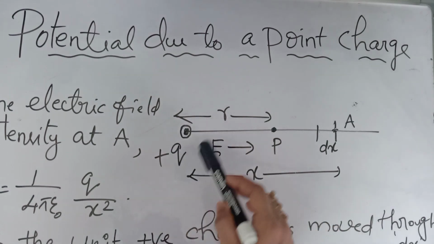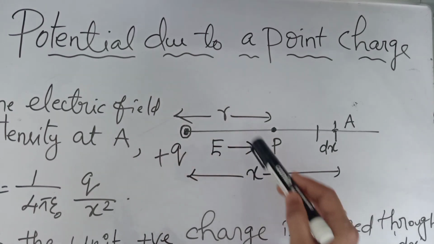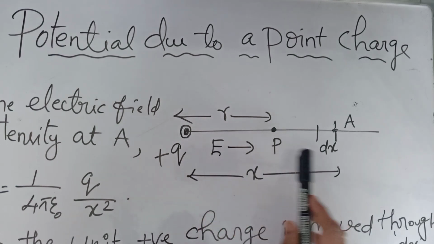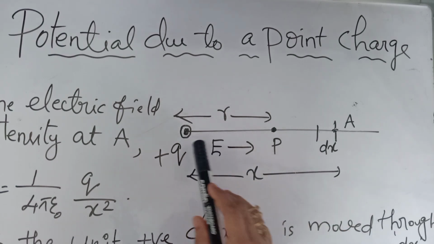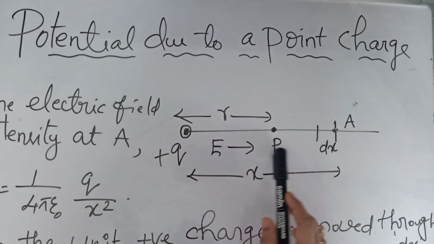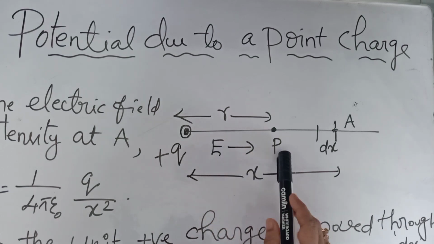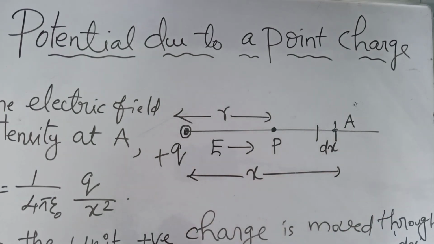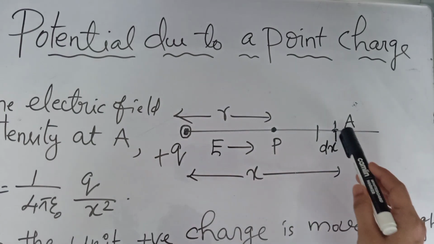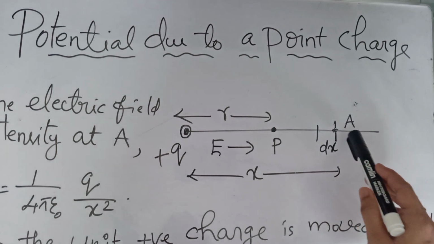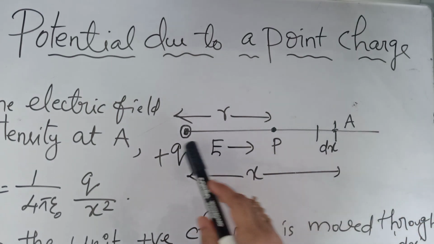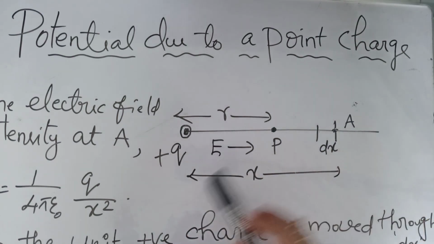So if we are taking a plus Q charge, there will be an electric field around this, right? The direction of electric field will be away from this point charge because this is a positive charge, right? So the electric field direction is as shown here. That will be outwards, and here we have to find the electric potential. For that we are considering a point A here. So at this point A we are placing a unit positive charge. So the distance between plus Q charge and A is x.